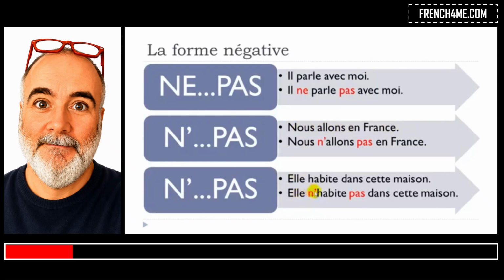You will put this n apostrophe. Elle n'habite pas dans cette maison. So elle habite, she lives or she is living, in this house. Elle habite dans cette maison, and then negative form. Elle n'habite pas dans cette maison.